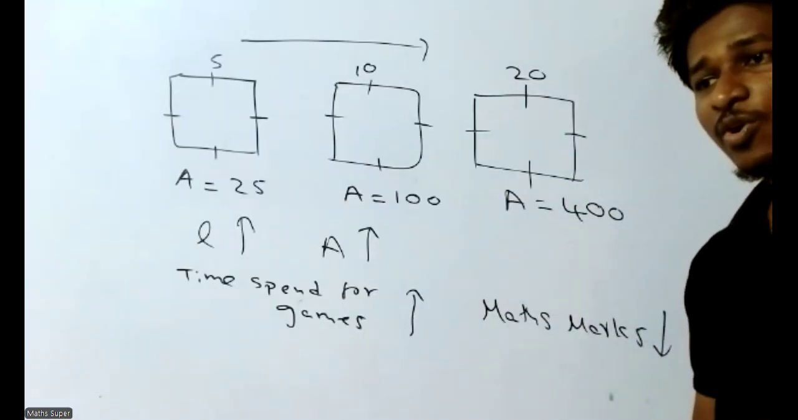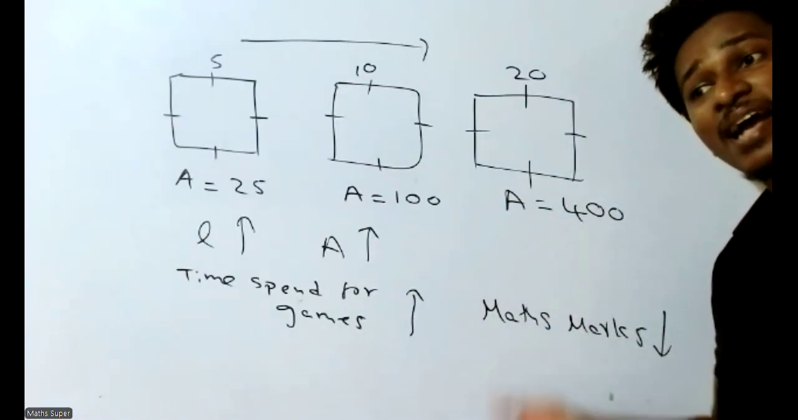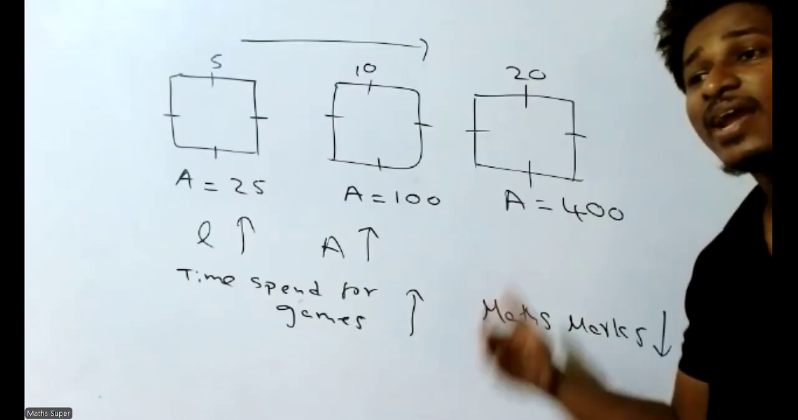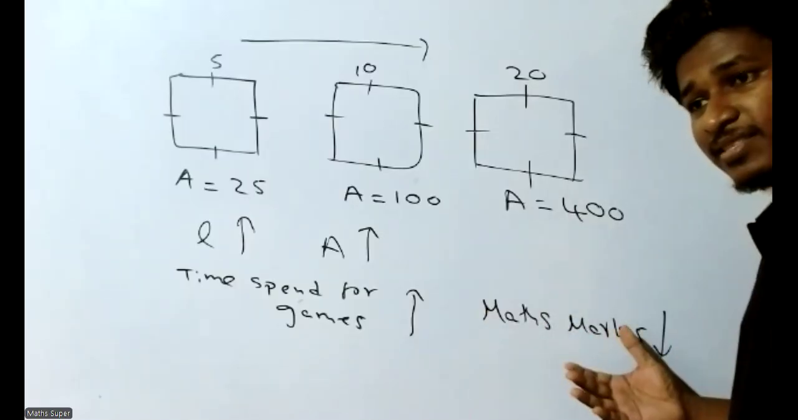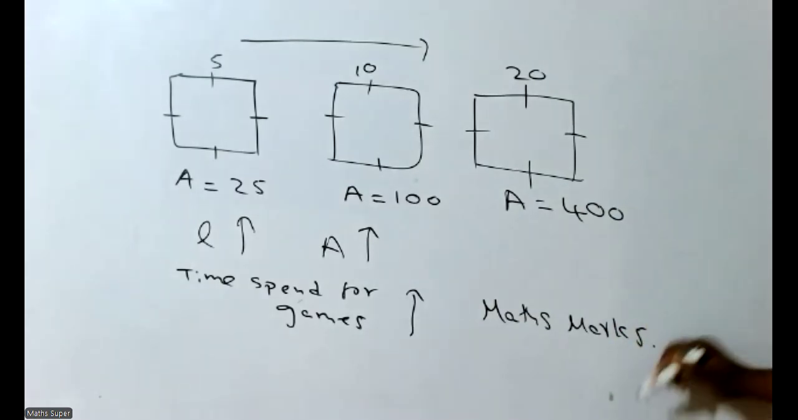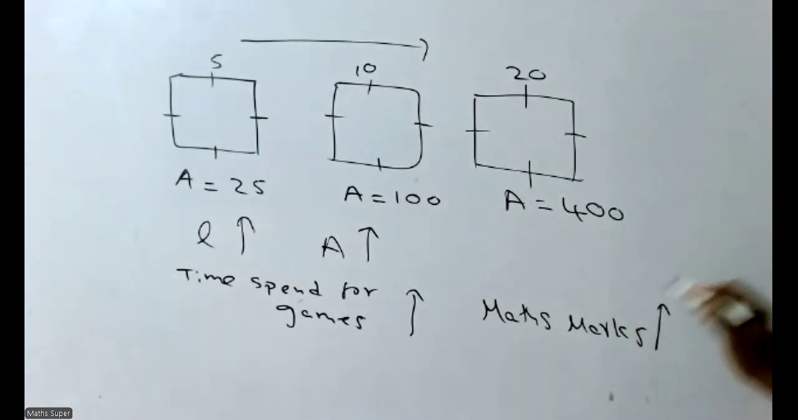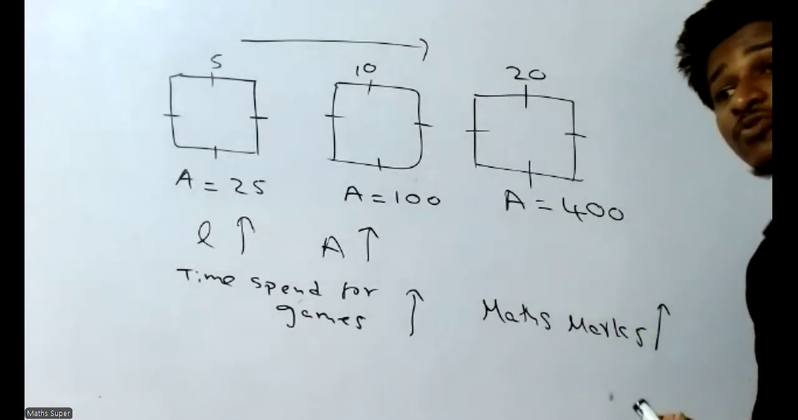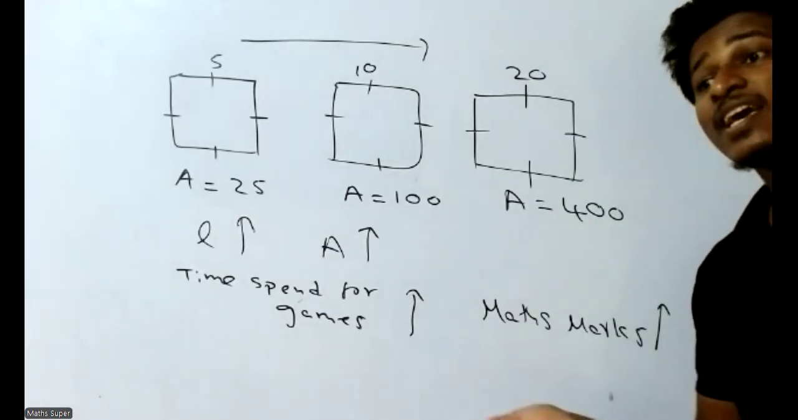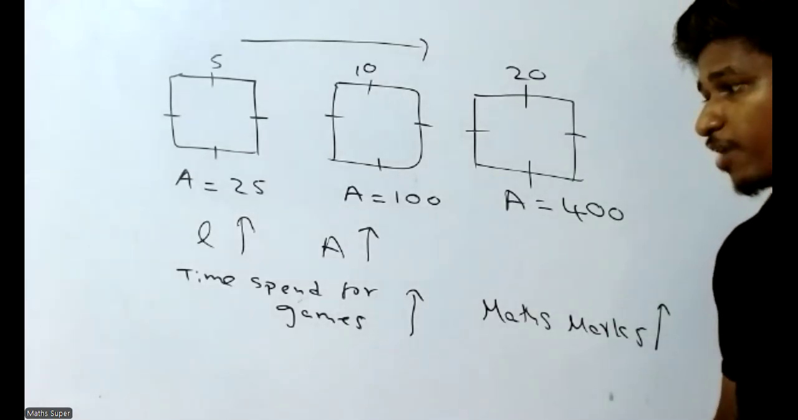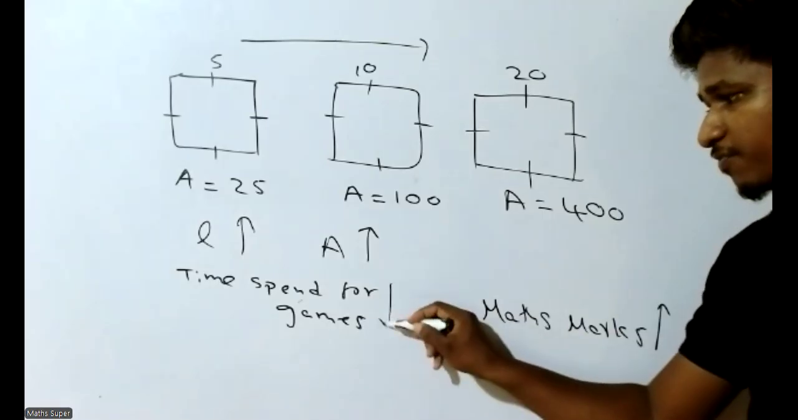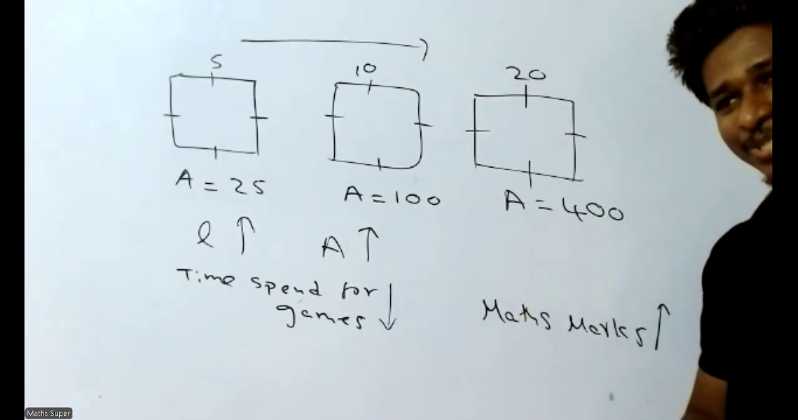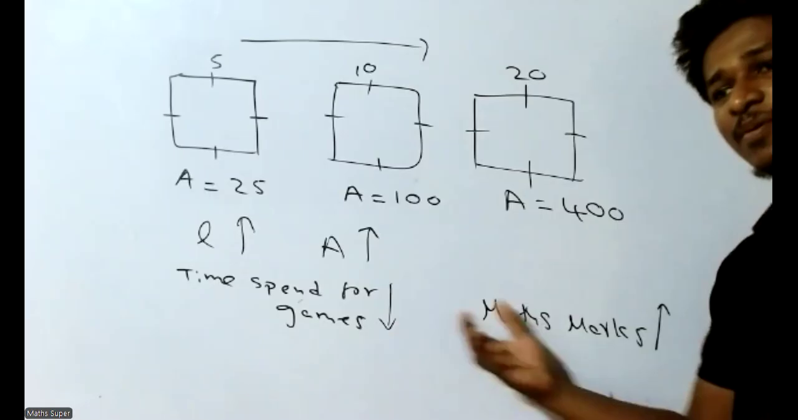Okay. So if you want to get more marks, what to do? You have to allocate more time for the maths. Then you will get more marks. Then what happened? To get more marks, you have to reduce the wasting time. That means you have to reduce the time allocation for the games. So that is inversely proportional.